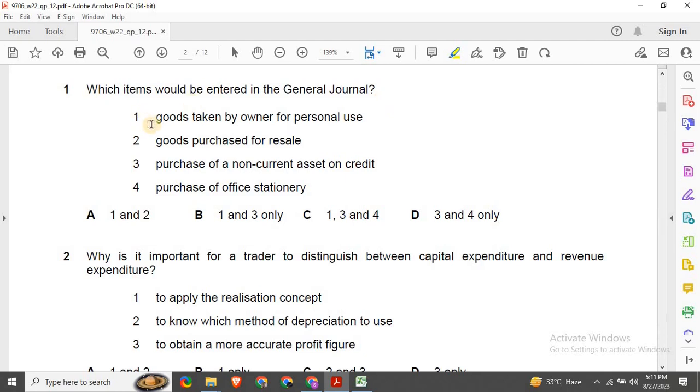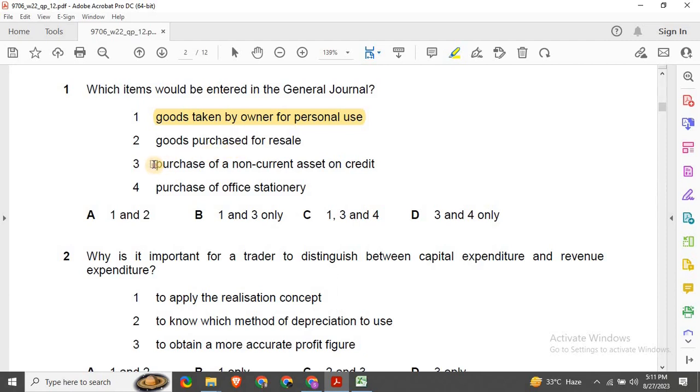The first one is goods taken by the owner for personal use. Yes, this will be entered in the general journal because this is not a sales, nor purchase, nor a cash transaction. Number 2, goods purchased for resale, so it will be entered into the purchase journal, so it will not be recorded in the general journal. Number 3, purchase of non-current assets on credit.